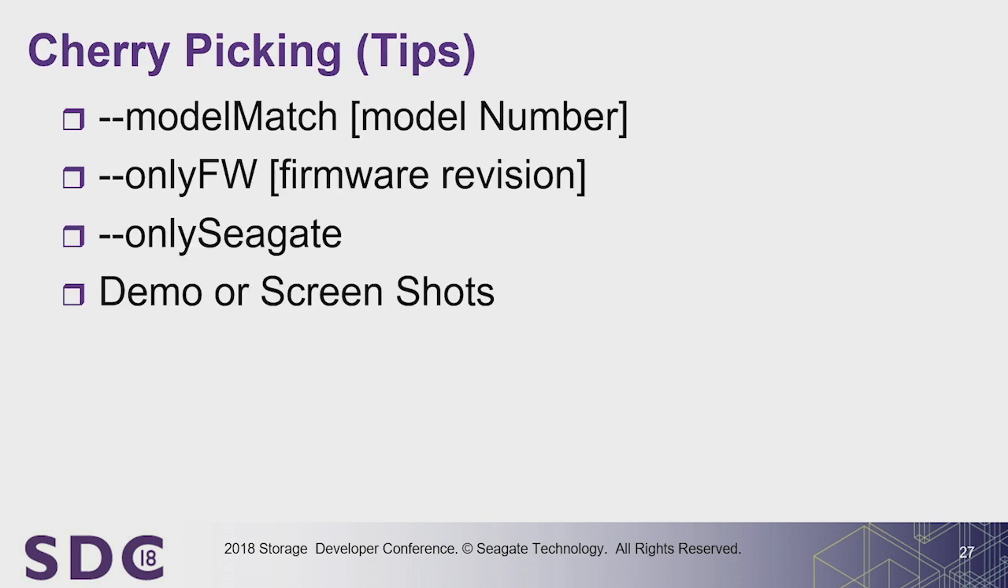Another thing we really love is cherry picking. Cherry picking is when you have a bunch of drives, and you need to say, hey, I need to update my firmware from this to that. So you can use this little option called only firmware and give it a firmware version. For example, if you know that this firmware version has a bug and I need to go touch it, you can put at the very end only firmware, and it will work. So let's actually do a demo.